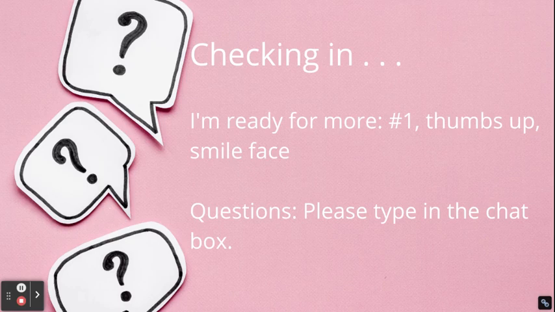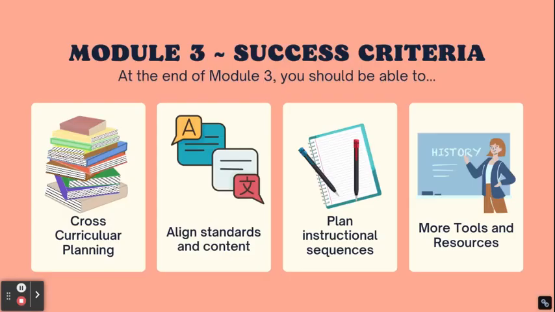All right, any questions? Please put your questions in the comment box. And again, our success criteria, we are focusing on cross-curricular planning and what that means and why it's important, how we align our standards and that content, and why that is an important piece to our unit. Then we looked at the instructional sequences. Remember, everything is building upon the other. And then we have our tools and our resources. Don't forget your parents. Parents are a great resource.